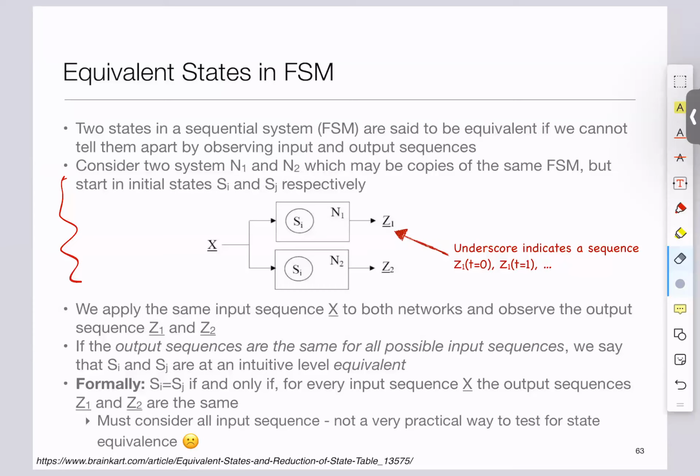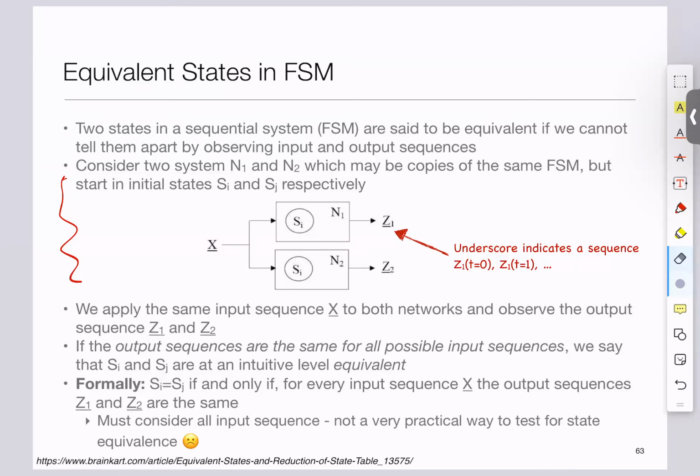And if they look the same, then it stands to reason that SI and SJ are equivalent, since no one can distinguish between them. The problem with this approach, though, is I have to make sure that for all possible sequences X of any length, this property holds true. That's not a very realistic way to test for equivalence, but at least that's the property that we want.